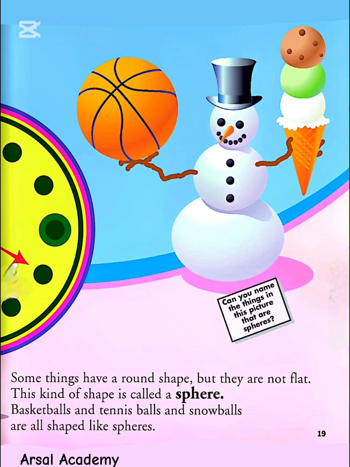Some things have a round shape, but they are not flat. This kind of shape is called a sphere. Basketballs and tennis balls and snowballs are all shaped like spheres.